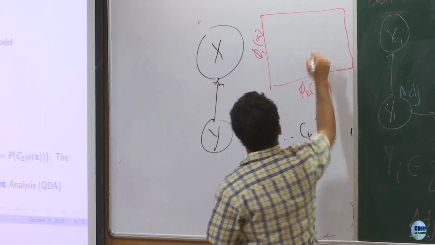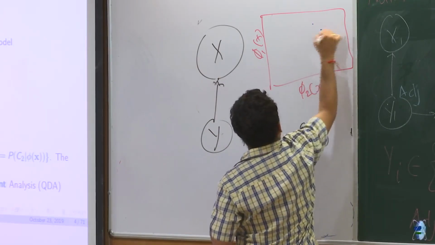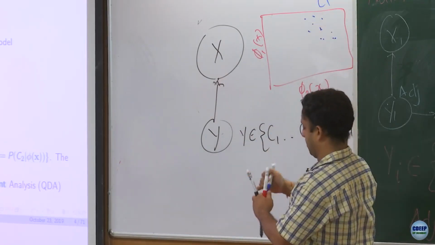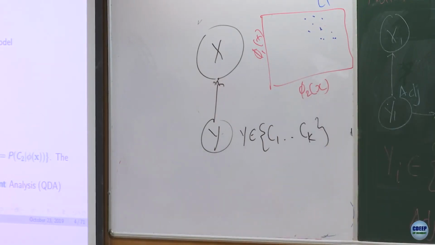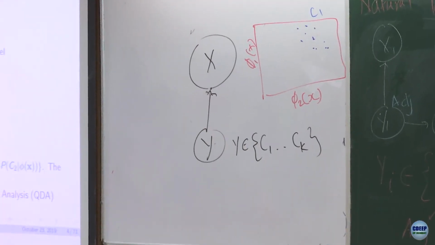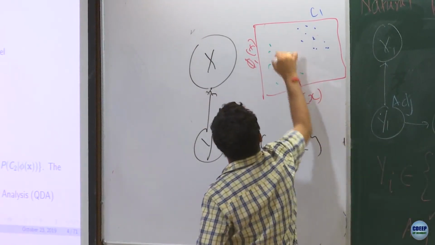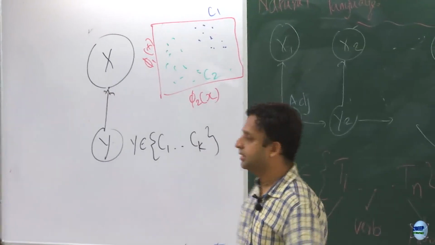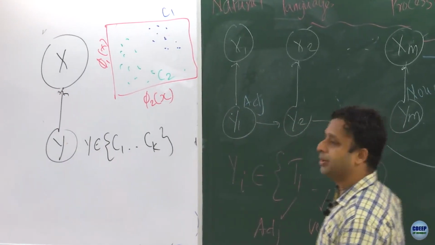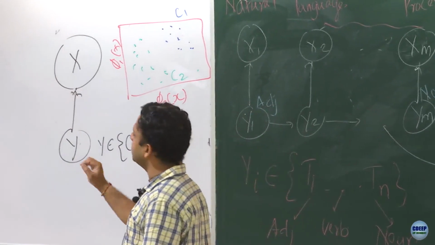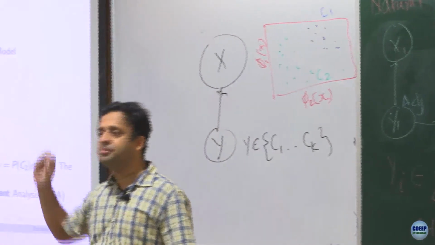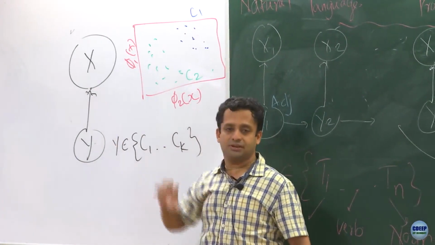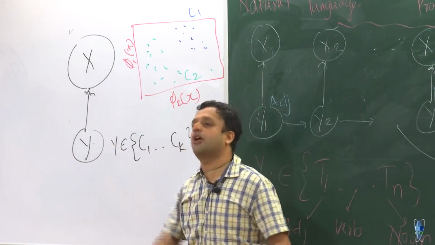So for example I could say these points, these x's are coming from C1 and another set of points are coming from C2. It's a simple setting. Now you can have k classes. Now all we are saying in the case of Gaussian discriminant analysis is that these points for C1 come from a Gaussian distribution for C1, these points for C2 come from a Gaussian distribution for C2.